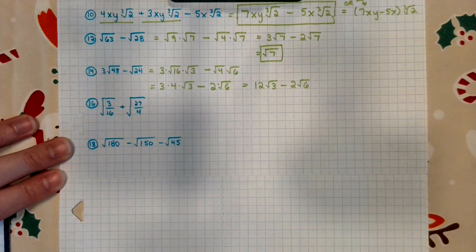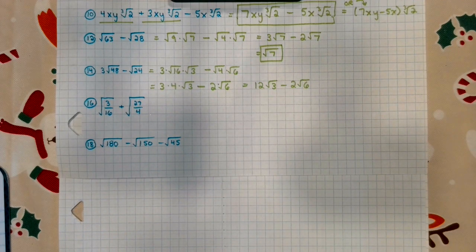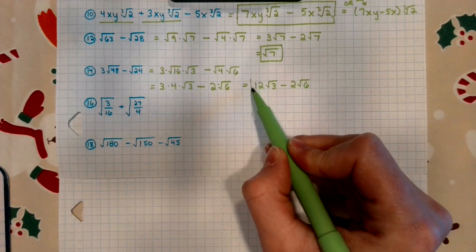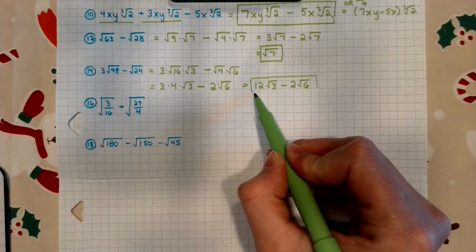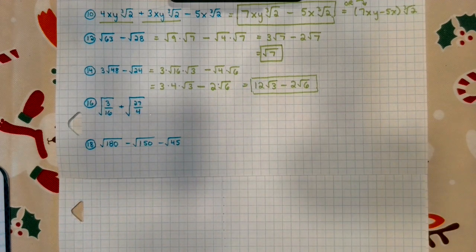And this is actually as far as we can go with it. Even if we tried to break that 6 down into the square root of 2 times the square root of 3, it's really not helping us to further simplify this problem. So this is as far as we can go with our answer, and that is all that you need to do for that one. Number 16, we have these two fractions underneath the radical signs.